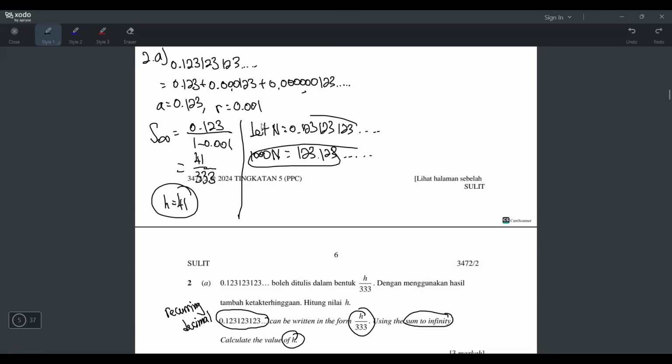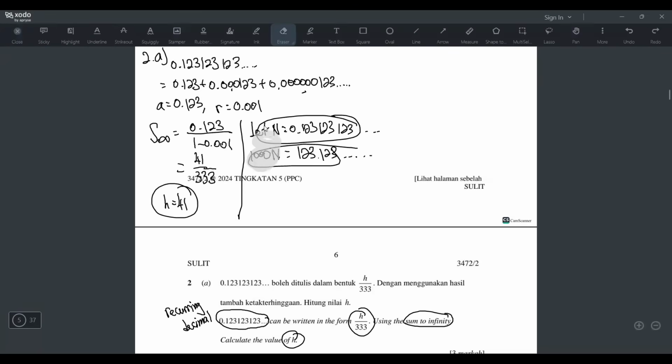And then you take this equation minus this equation. After you minus, you will get 999n equals 123. And then your n will be 123 over 999. And then you press calculator, simplify, you will get the same answer. All right. But I don't want to go into details lah. I'll just explain briefly like this.